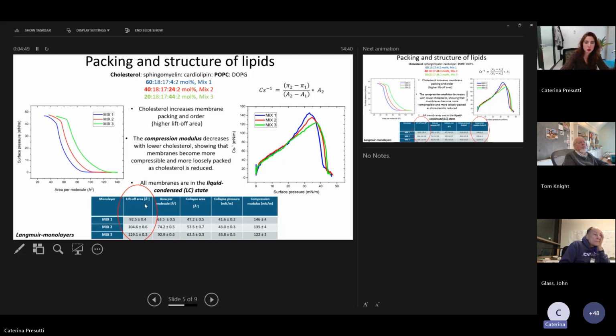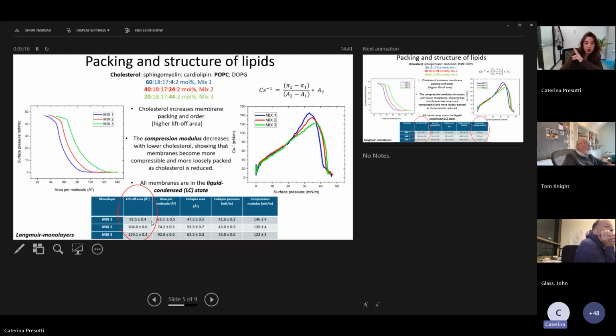packing. And here we can see that with the progressive replacement of cholesterol by POPC, the lift-off area increases, reflecting a looser packing and a gradual shift from a highly condensed cholesterol-sphingomyelin dominated regime toward a more fluid state dominated by POPC, cardiolipin, and DOPG.